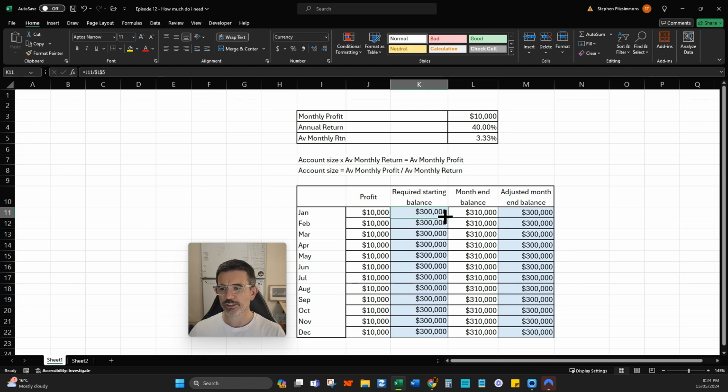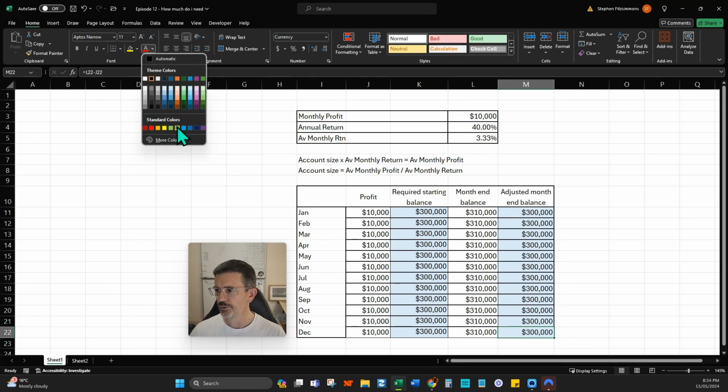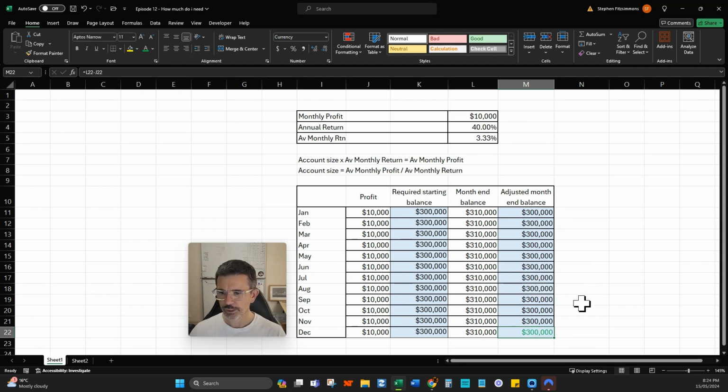But this little Excel table I just put together really just to demonstrate specifically this query that this trader had. So, okay, going back to it, if you need 300,000 to start off with to get your $10,000, and then at the end of that month you've got $310,000, you take your 10,000 away, and then your account balance is back to the 300,000. And what that means is that over the course of the year, by the time you get all the way down to the end of December, you've still got the same account size that you started with.